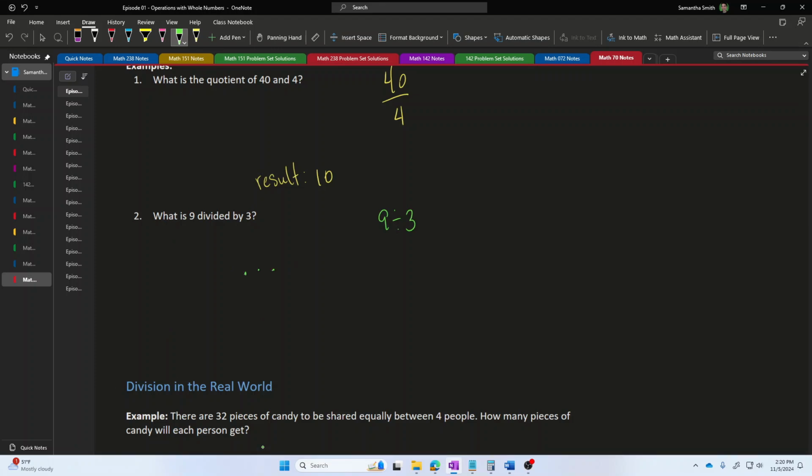I could say, if I have a pile of 9 objects, how many times does 3 go into 9? 1, 2, 3. 3 goes into 9 3 times, so 9 divided by 3 is 3 again.